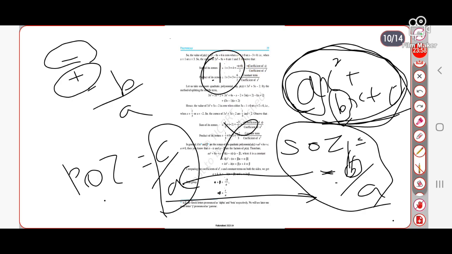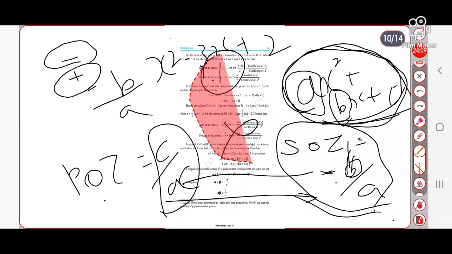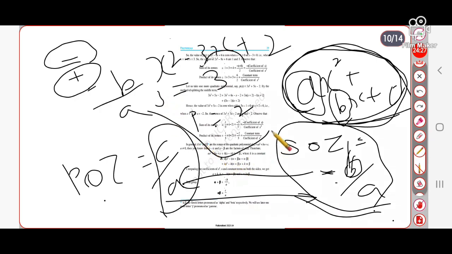Not only writing the sum of zeros as minus b by a, say for example, x square minus 3x plus 2. This is one example. Let's take this polynomial to find the sum of zeros and product of zeros. With the formula, the sum of zeros is 3 and the product of zeros is 2, right? In a board exam or school exam they won't give just this, where you only find the sum and product of zeros, okay?